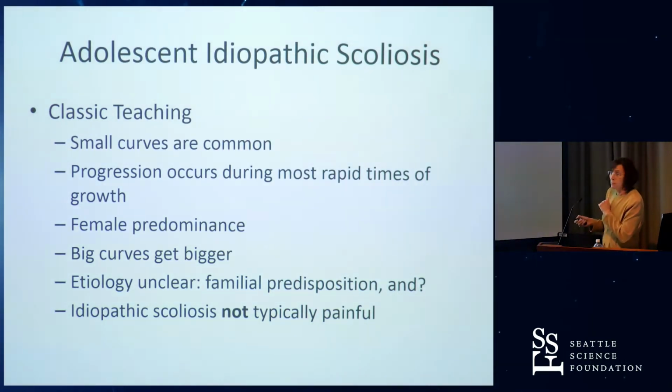There is this female predominance, certainly of larger curves, somewhere between 8 and 9 or 10 to 1. So it's females. Big curves get bigger. So we think classically that small curves stay small, big curves get bigger, but which of those small curves are going to become big curves? That's the ongoing dilemma. We don't have perfect ways, or even necessarily imperfect ways of predicting it, but we do have some information that gives us some clue to which ones might be more likely.